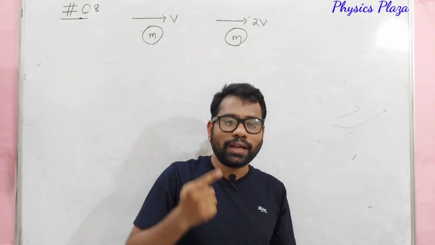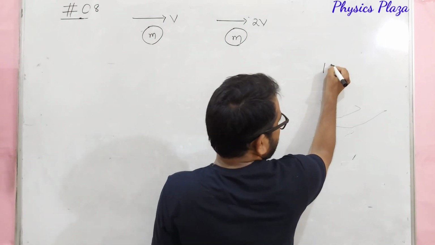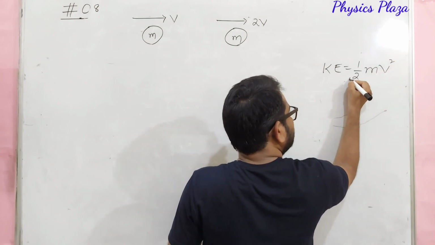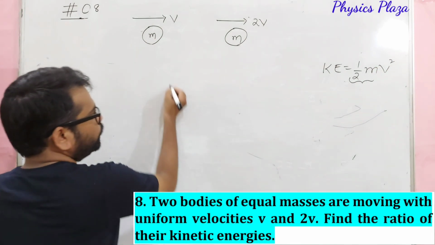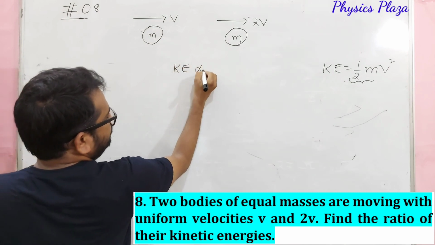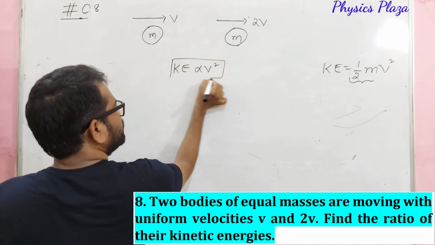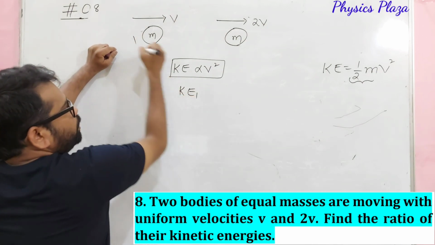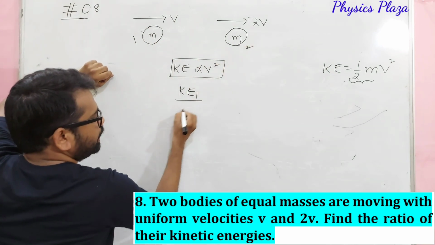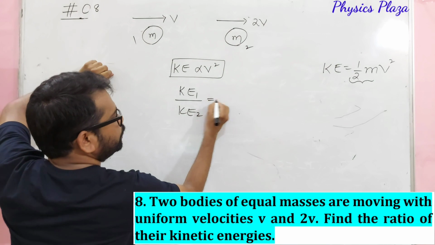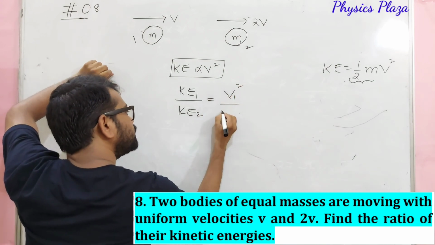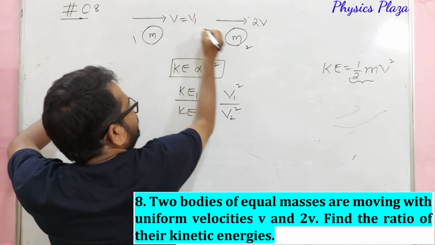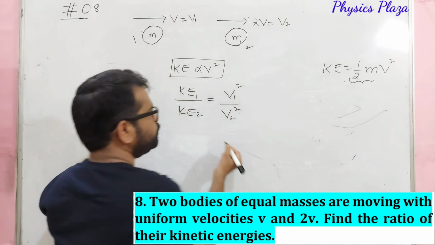So first let us recall the kinetic energy formula. Children, kinetic energy is equal to half mv square. But children, here half m remains constant. So kinetic energy is directly proportional to v square. From this we can write kinetic energy of the first body by kinetic energy of the second body is equal to velocity square of the first body to the velocity square of the second body. Children, this can be v1, this you can take as v2. Now you can substitute in this.